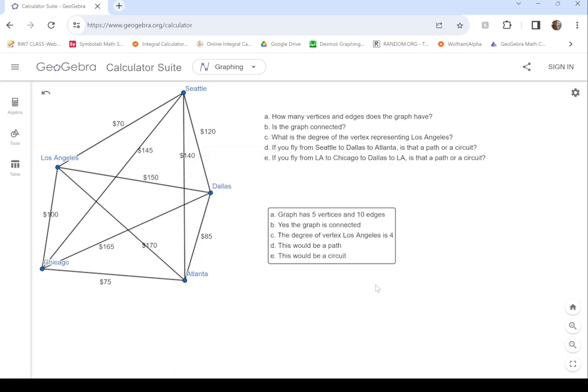Okay, and that is looking at a weighted graph and going through some of these definitions and answering some questions.